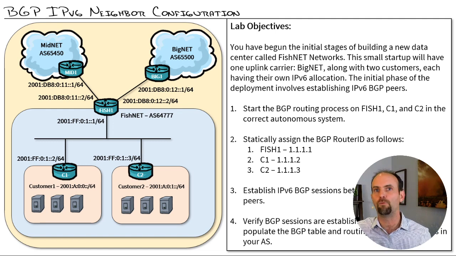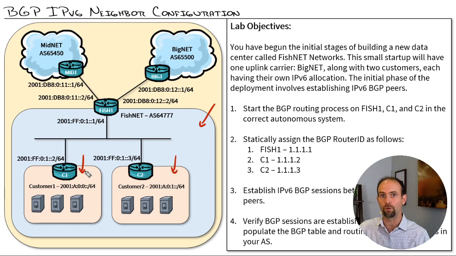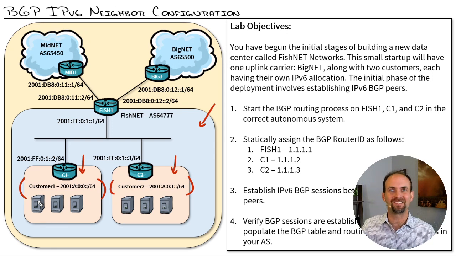The small startup will have one uplink carrier, BigNet, along with 2 customers, each having their own IPv6 connection. So just to diagram this, right here is you. This is what you're building. And when you build a data center, you actually have multiple customers that will co-host or co-locate their equipment at your data center. Now, in the IPv6 world, anybody can easily go out and get a massive block, like billions of addresses, from whatever government authority is in your region.